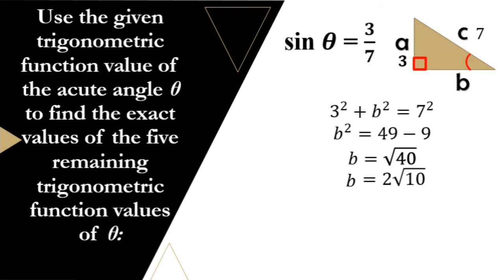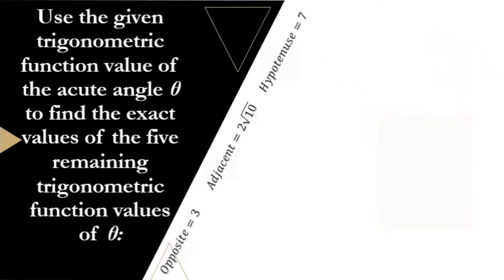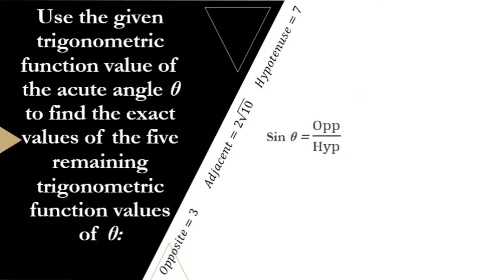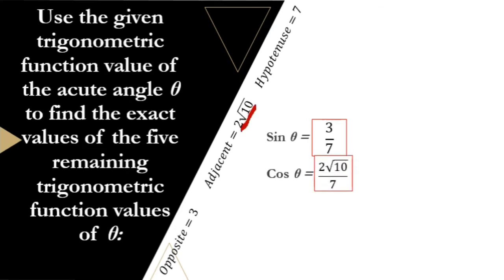So we have opposite, adjacent, and hypotenuse. That's all we need. So let's list them out. Sine was given. Cosine is adjacent over hypotenuse. Adjacent is 2 root 10. Hypotenuse is 7. Tan is opposite over adjacent. That's 3 over 2 root 10.